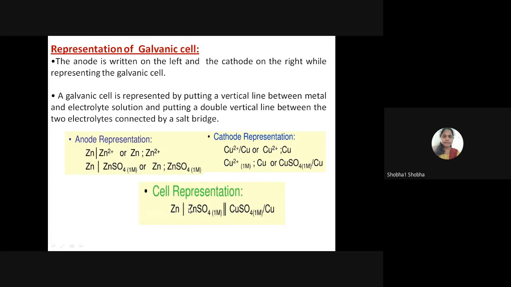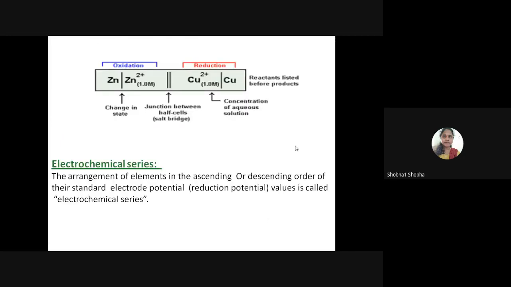By looking at this cell representation, you should understand what happened here. Zinc is converting into zinc plus 2. Copper plus 2 is converting into copper. Okay. Now, this is actually the full form. In this way also I can write, I said no. Instead of writing the full zinc sulfate, I can also show zinc plus 2 and 1 molar. Its concentration has to be represented here. If it is not 1 molar also, you can show what the concentration of that half cell is. So the oxidation half cell should be on the left side, the reduction half cell on the right side.